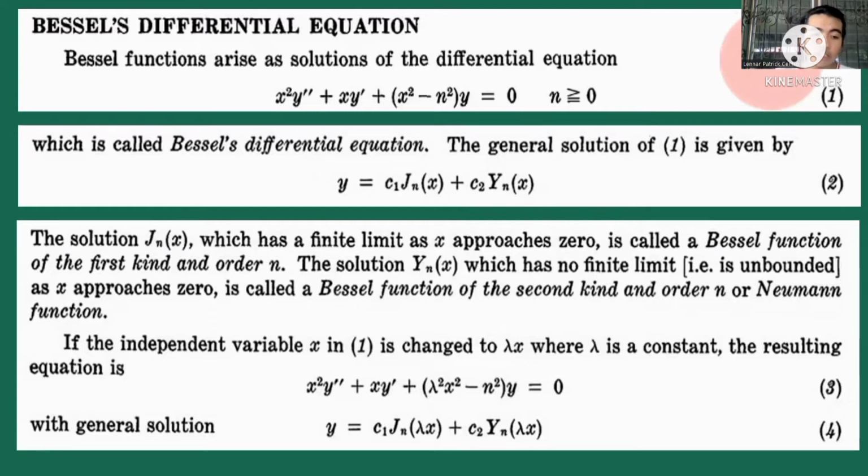So dito makita natin if dependent variable x in 1 is changed to lambda x where lambda is constant, nagre-result siya ng equation na x squared y double prime plus xy prime plus lambda squared x squared minus n squared y is equal to 0. Na kung saan yung general solution is y is equal to c sub 1 j sub n of lambda x plus c sub 2 y sub n of lambda x.